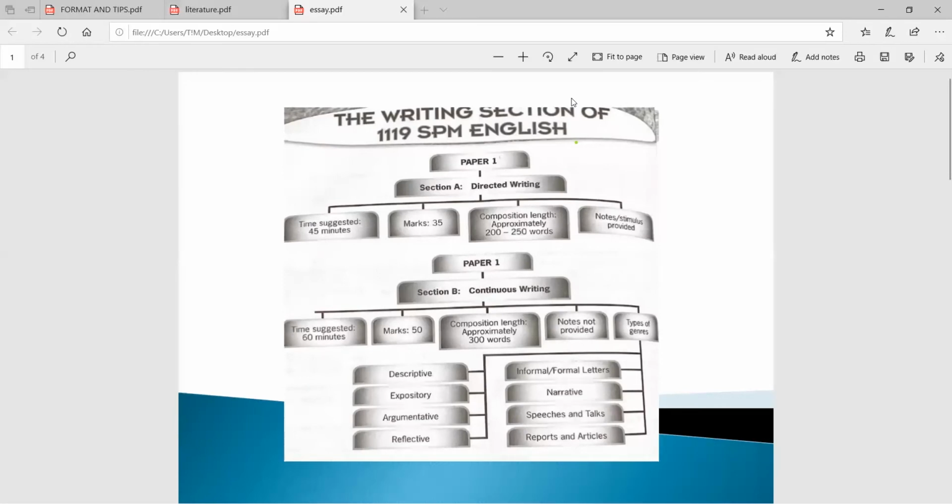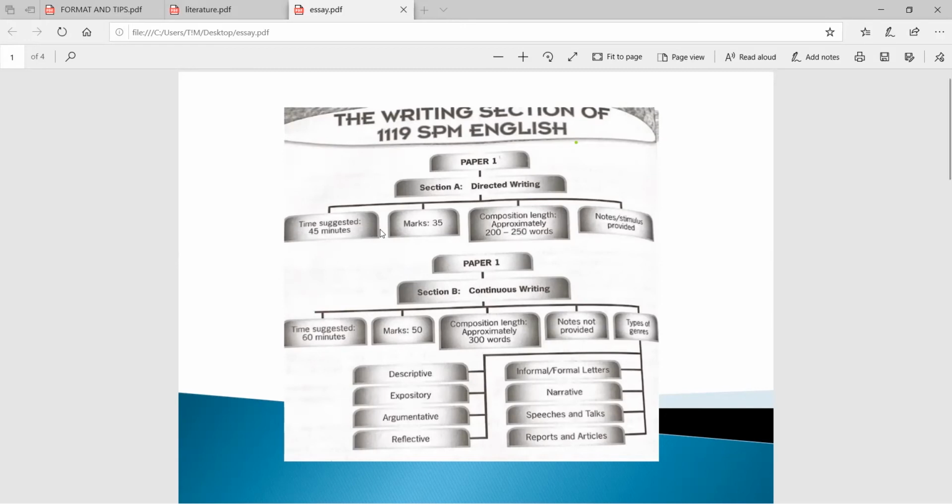For the writing section, now we move on to something even more serious where you have more marks to fight for, right? The writing section of 1119 SPM English is divided into two: Paper 1, Section A and Section B. Section A is directed writing.